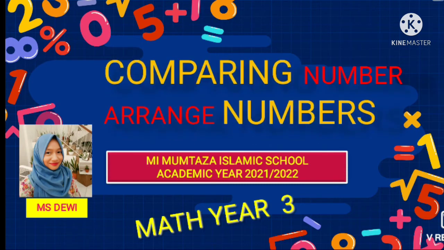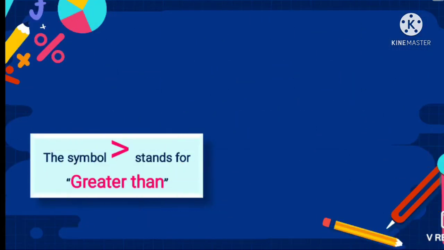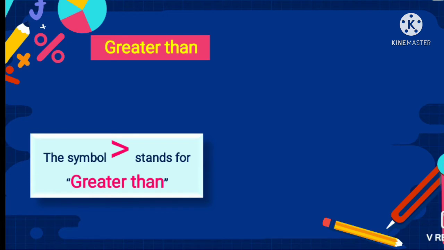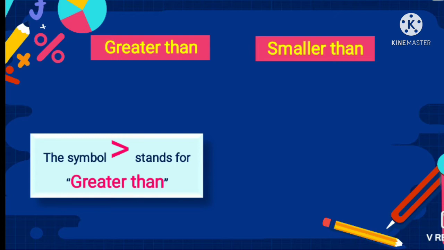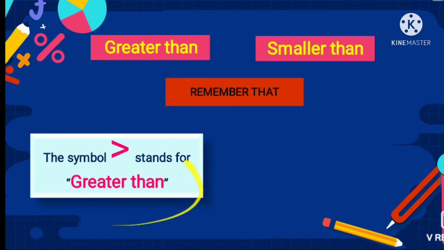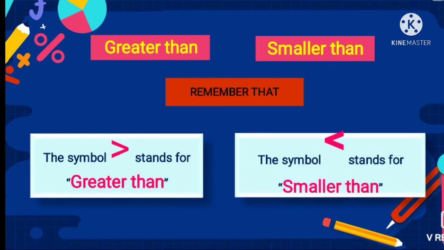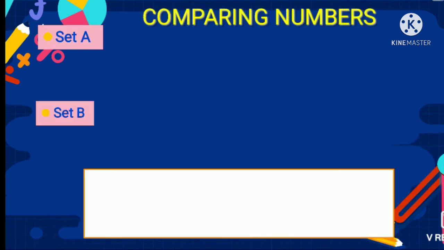Today we're gonna learn about our chapter about number. We're gonna talk about comparing number and arrange number. What should we learn first? Now, if we talk about comparing number, we're gonna have these two words, greater than and smaller than. Greater than means bigger, smaller than means smaller. So remember that the symbol of the arrow to the right side always stands for greater than. And then the symbol of the arrow that goes to the left side stands for smaller than. Now let's take a look how to use it.